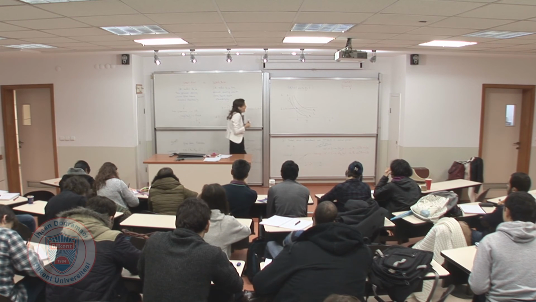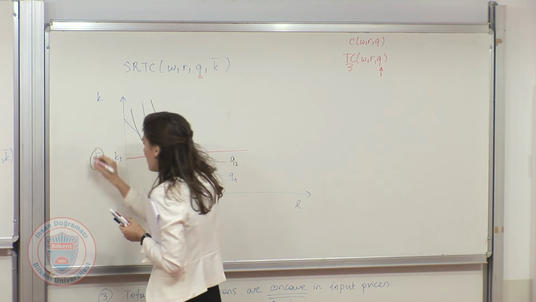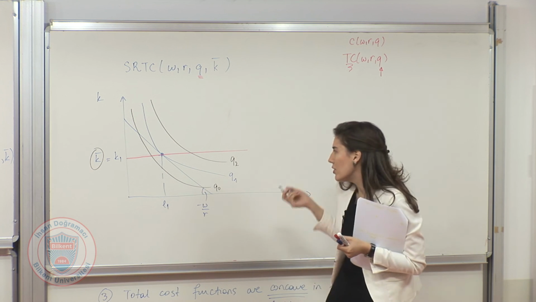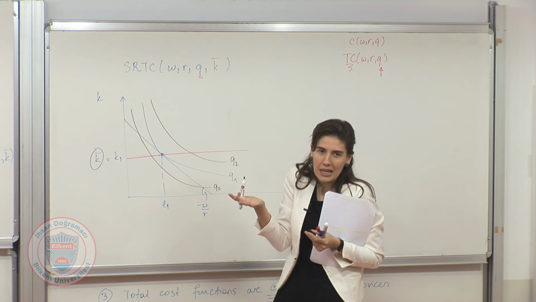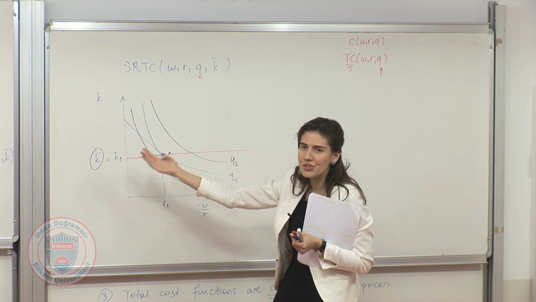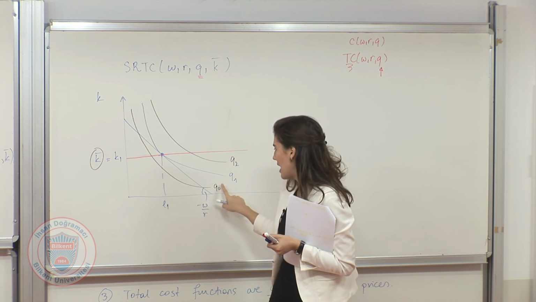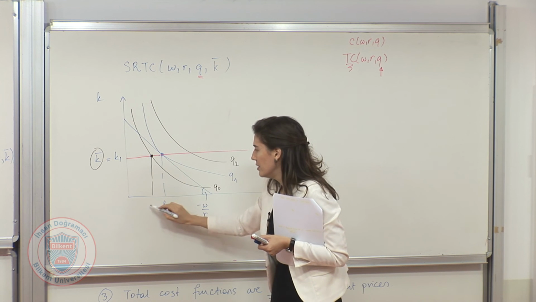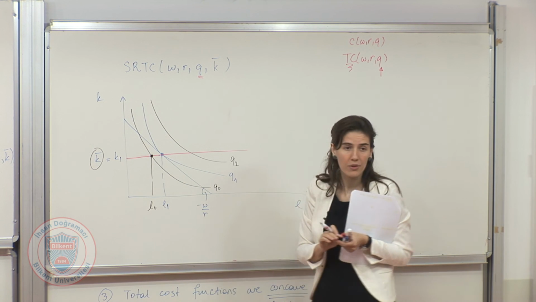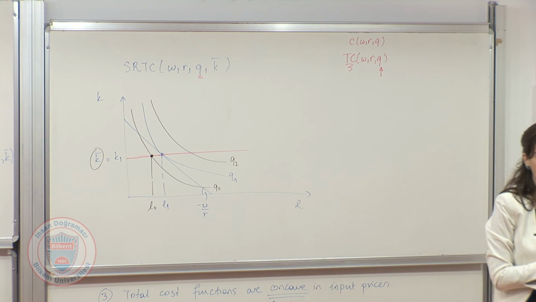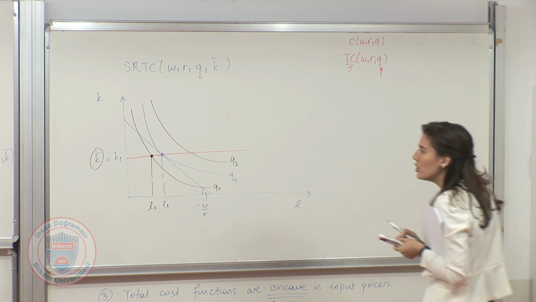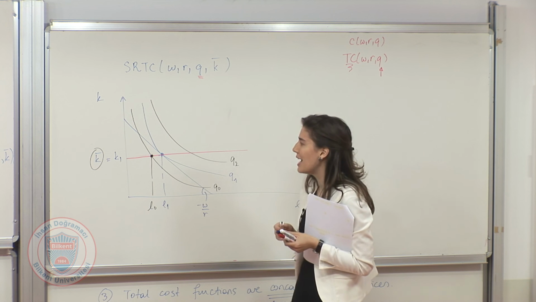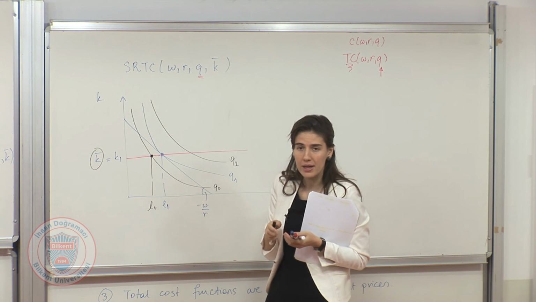Because your capital is fixed at K bar, right? So my production technology says that if your K bar is this, and if you want to produce Q0, you have to be here. Let's call it L0, okay? But this is in the short run. But if my capital was not fixed, where would I be?